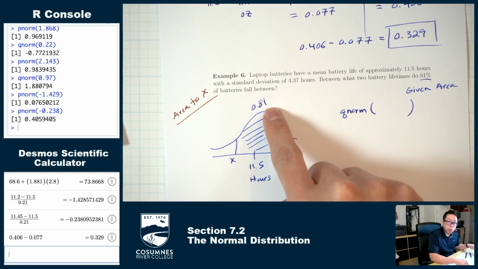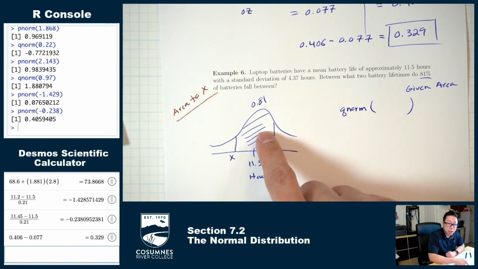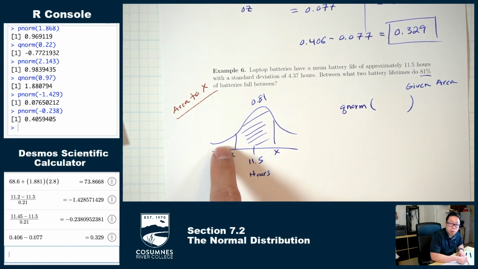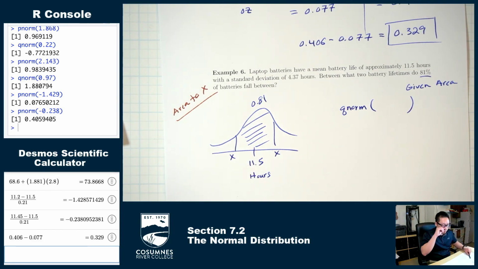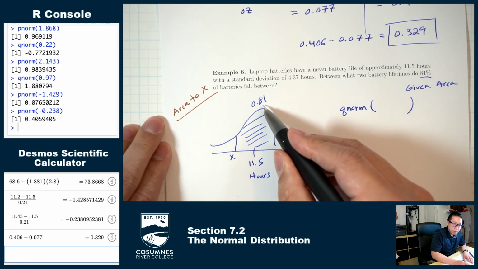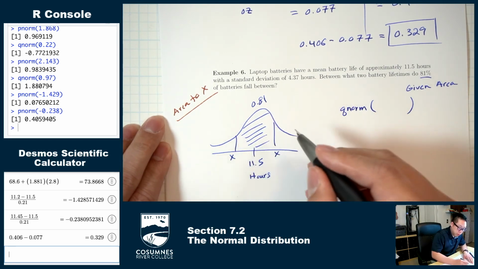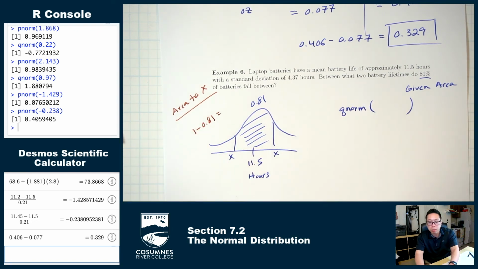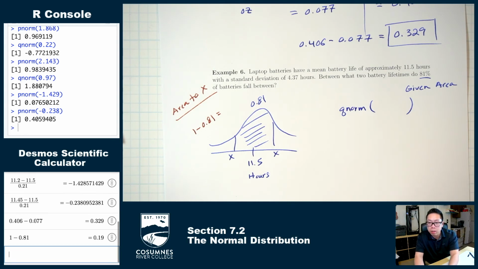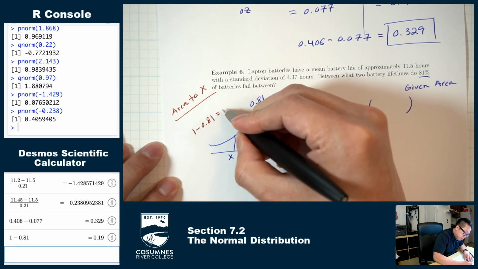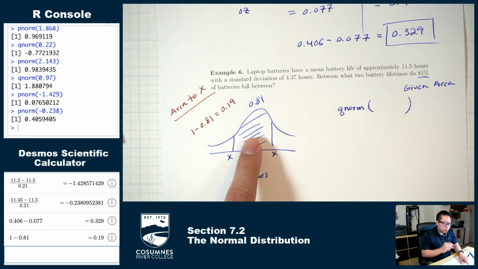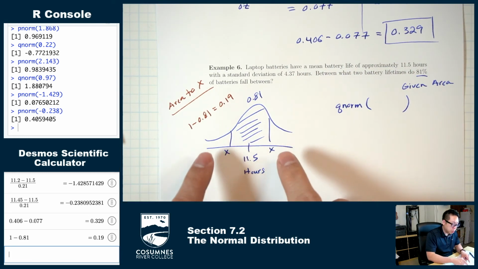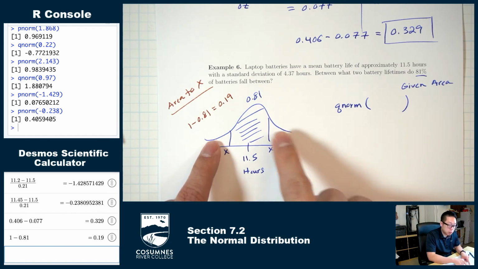Okay, is 0.81 the left area? No, right? 0.81 is the area in the middle. I want the left area. So I want this unshaded part on the left side here. How do I find this unshaded part to the left? So if 0.81 is in the middle, I'm going to first do 1 minus 0.81. Okay, 1 minus 0.81 is 0.19. Shaded part is 0.81. When you do 1 minus, that gets you the unshaded part, so that's the left and the right side together, is 0.19.